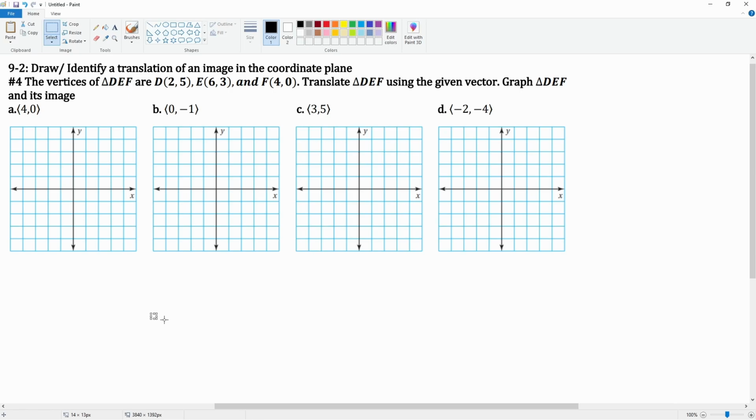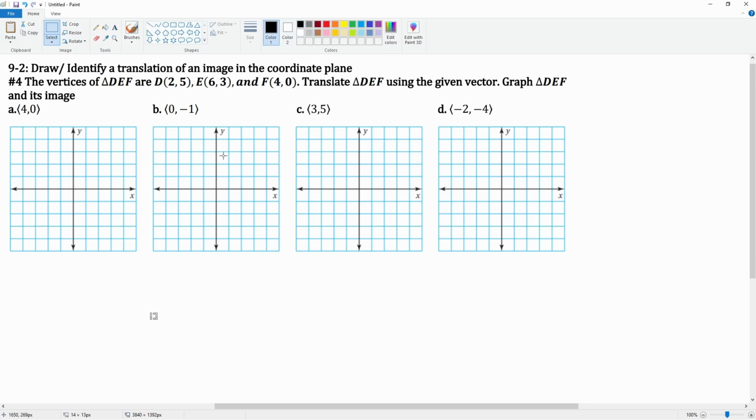9-2, we're going to draw and identify a translation of an image in the coordinate plane. Number 4 asks: the vertices of triangle DEF are D (2, 5), E (6, 3), and F (4, 0). You're going to translate triangle DEF using the given vector, then graph DEF and its new image. A, B, C, and D all have the same pre-image, so let's label that first.